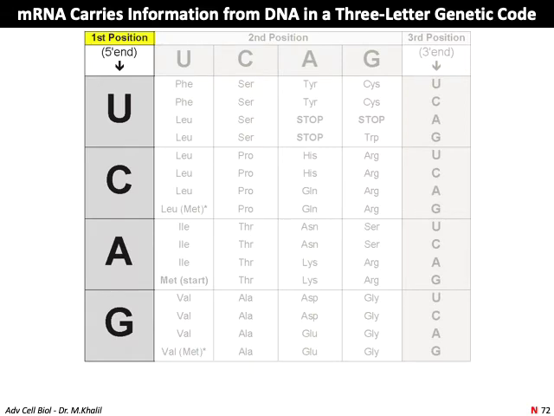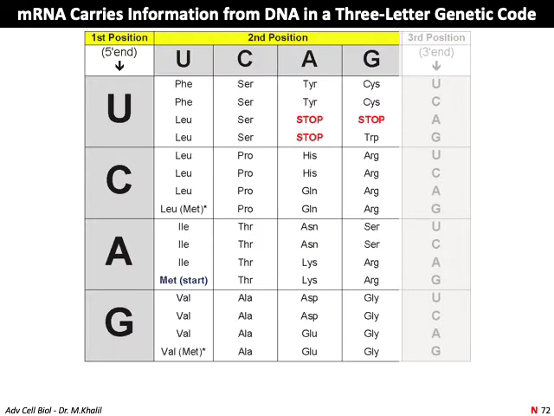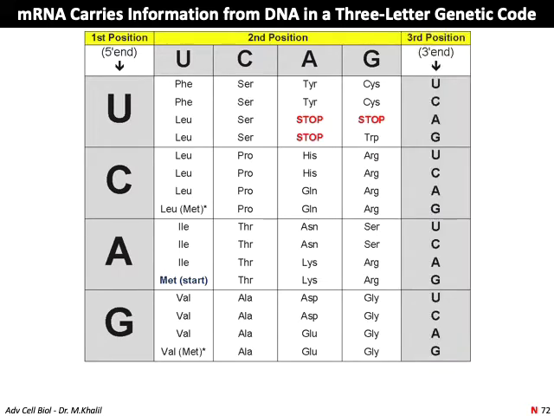If you look closely at the table, this first column represents the first position while reading in the process of translation, while this second position of the triple code represents these 4 nucleotides, and this is the third position. So this is the third position.